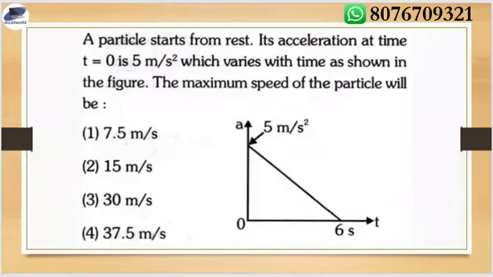Here the question is, a particle starts from rest. Its acceleration at time t equals 0 is 5 meter per second square, which varies with time as shown in the figure. The maximum speed of the particle will be: 7.5 meter per second, 15 meter per second, 30 meter per second, 37.5 meter per second.